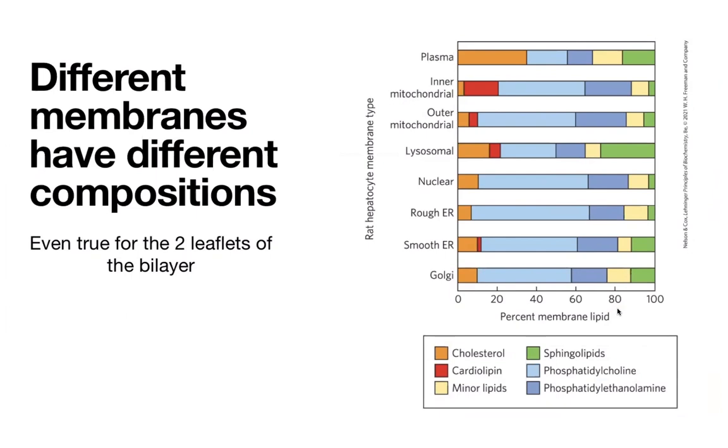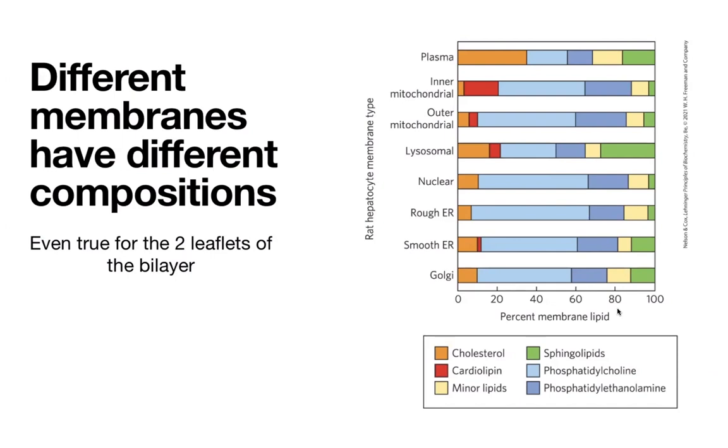And they're going to differ between different compartments in the cell, between different membrane-bound compartments, and even between the two leaflets of the bilayer. So when we talk about that bilayer, we talk about the outer leaflet, the one that's actually facing the exterior, and then the inner leaflet, the one that's facing the interior. We call those leaflets, and those can have different compositions of lipids.